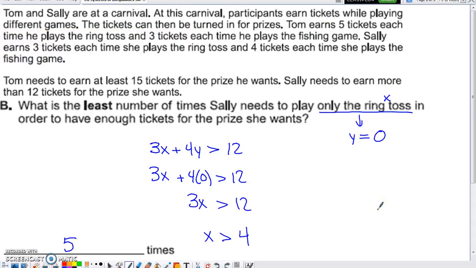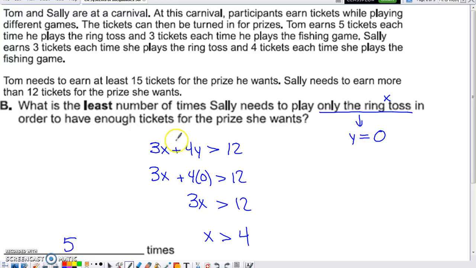And so if you read part B, it says what is the least number of times Sally needs to play the ring toss in order to have enough tickets for the prize she wants. Ring toss is X, right? They told us that in the first piece of the problem. And if she's only playing the ring toss, what I realized right away was that Y is going to be 0. She's not going to play the fishing game at all.